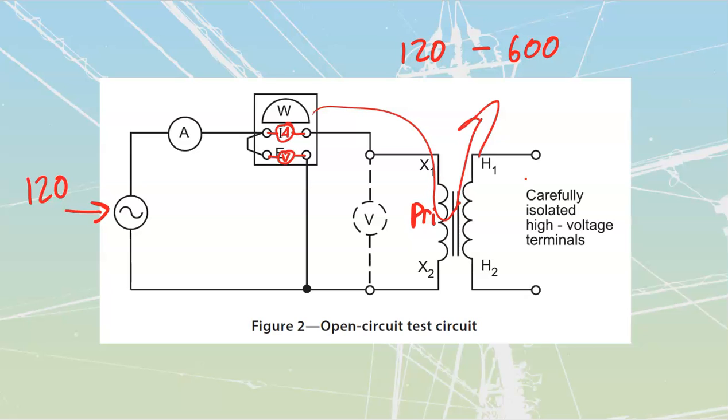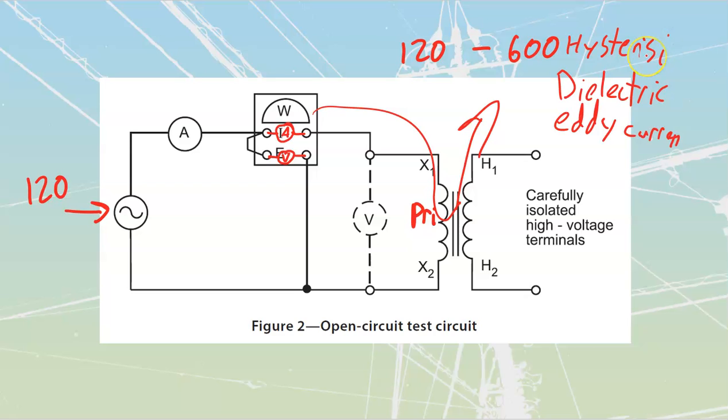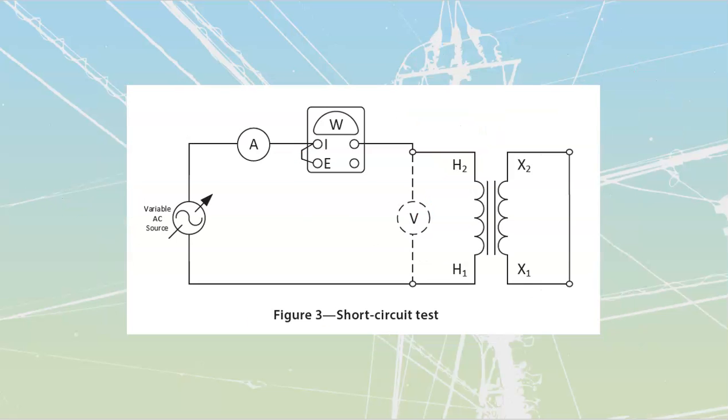It's going to be small amounts of heat caused by my eddy currents, as well as my dielectric losses, as well as my hysteresis losses over there. Literally, we just read it off of the wattmeter. Super easy test. The other one's a little bit more complicated, the short circuit test.